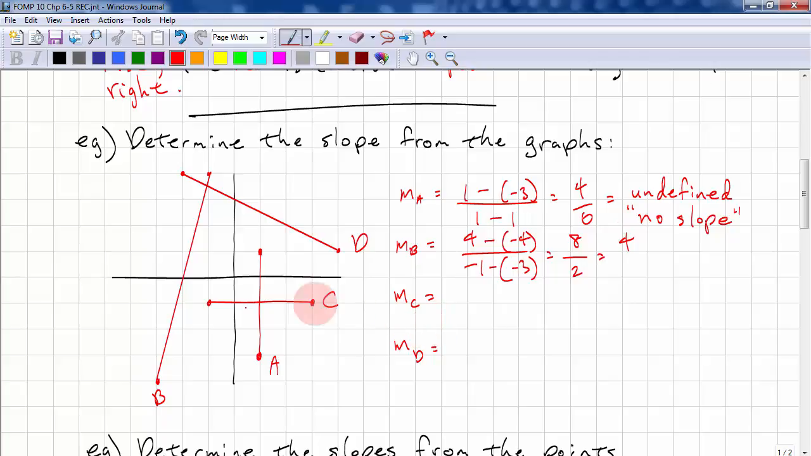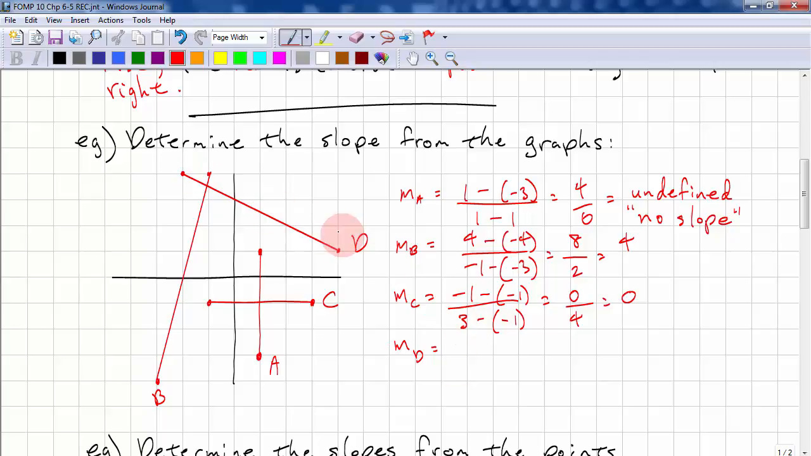Let's do the slope of C. We have negative 1 minus negative 1 over 3 minus negative 1. And this becomes negative 1 plus 1, that's 0. 3 plus 1, that's 4. 0 divided by 4 is 0.